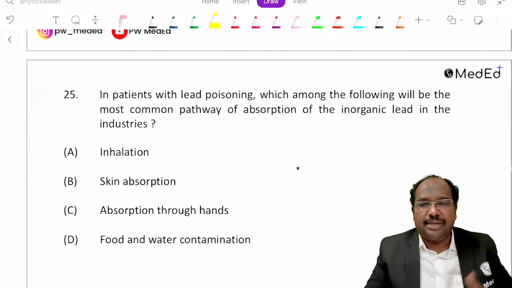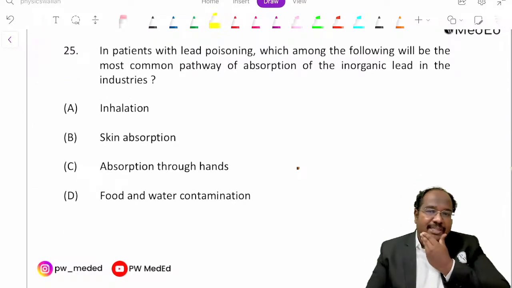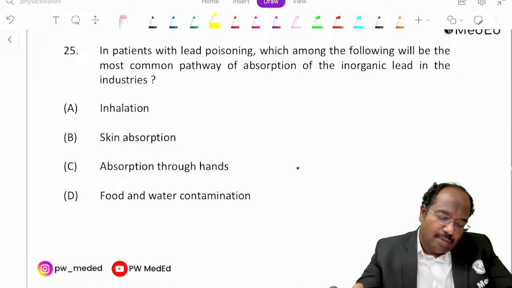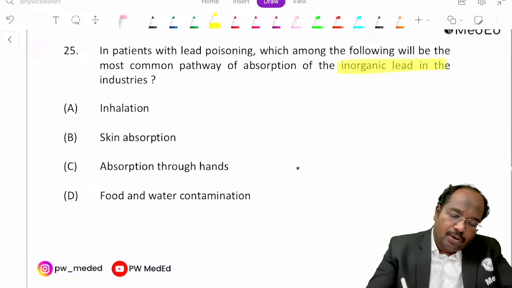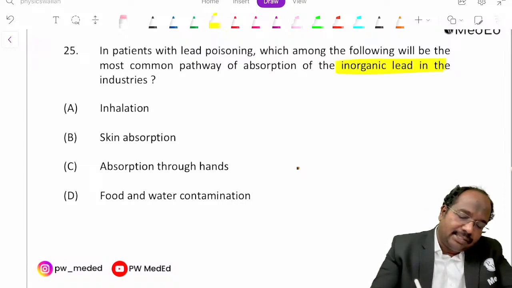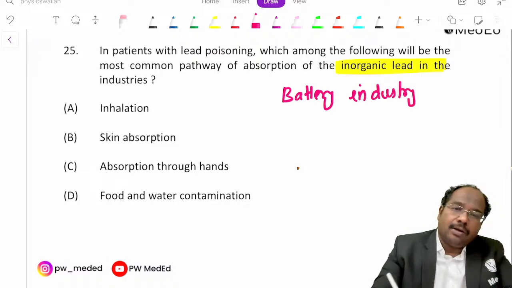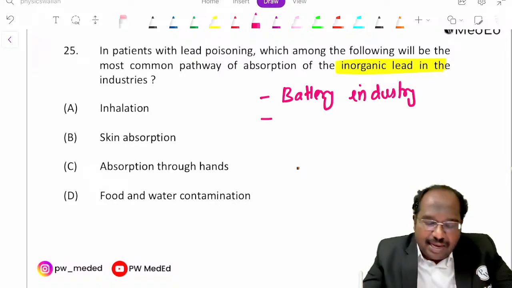This is the last question. Remaining things we'll see tomorrow, guys. In a patient with lead poisoning, which of the following will be the most common pathway of absorption of inorganic lead? This is lead poisoning, common among the battery industry, glass industry, ship industry. These are the common areas.